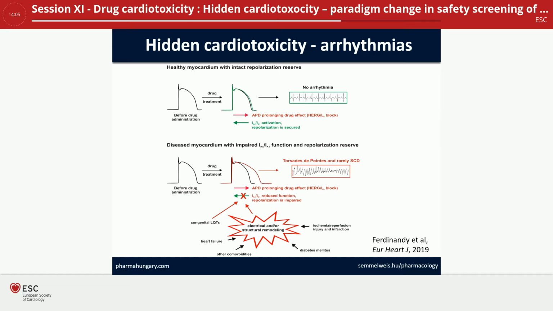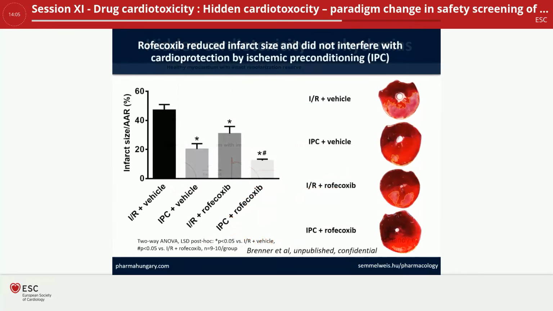But let's go a little bit further and let's see what happened with the infarct size of these rofecoxib treated animals. And this is interesting. We have seen that rofecoxib killed the rats with ischemia reperfusion injury because of arrhythmias, but in the meantime it reduced infarct size, and also the preconditioning effect was not touched basically, so preconditioning was still working on the infarct size.